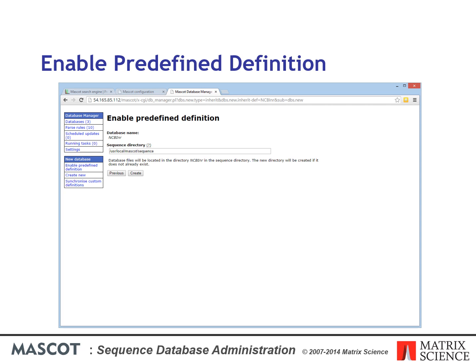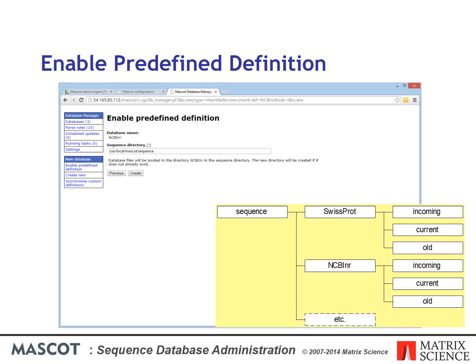For each database, there is a directory with the same name as the database. Under this directory are 3 subdirectories. The incoming directory provides a workspace for downloading and processing a new database file. The current directory contains the active database, and this is where Mascot Monitor creates the compressed files that will be memory mapped. The old directory is where the immediate past database files are archived, just in case. Choose Create.